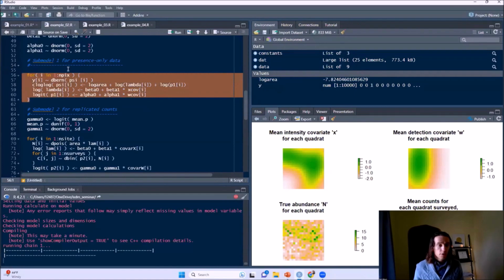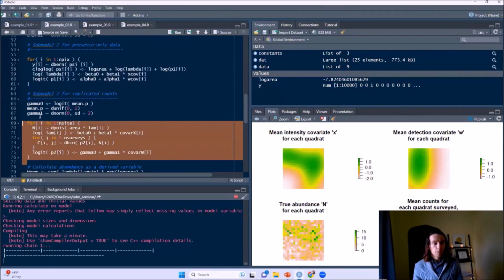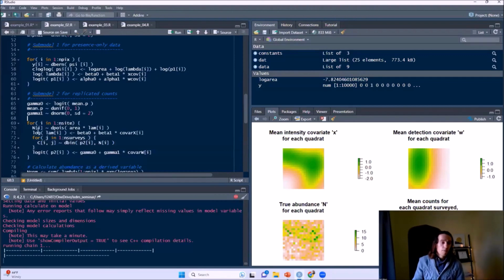So this is the submodel for your presence-only data. And here we have a submodel for our replicated counts. We say that the latent abundance within each of those sites that we survey with counts, we treat as a draw from a Poisson distribution, where the expected value is the area of the quadrat multiplied by this lambda parameter, which is the expected abundance.